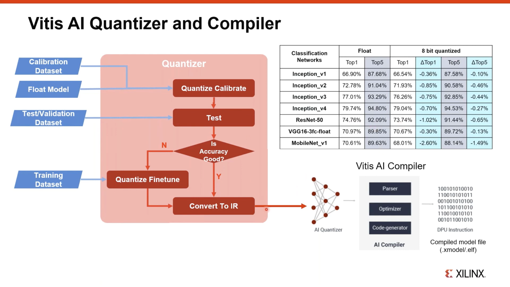Once we come out of the quantizing, we move into the compiling, and this is where we do a lot of optimization on the network. And then we generate those instructions. So basically you get out a binary file, which, as I said, is either going to be an XModel file for Alveo or an ELF file for the Zynq.